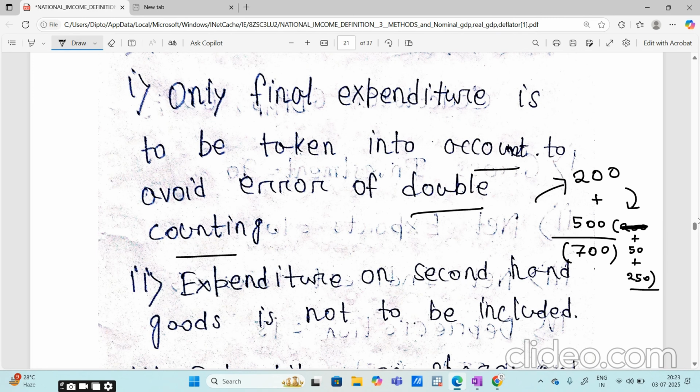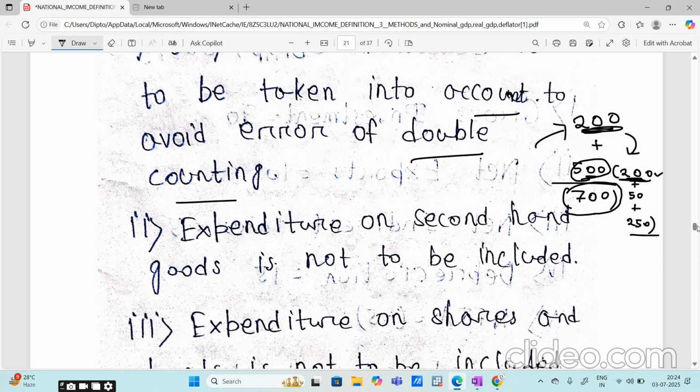Why? Because I am counting the valuation of leather twice. How? The value of leather is already counted here once. Again, within the price of the bag, that is 500 rupees, this value of leather, 200 rupees, is again counted. So in this way the problem of double counting arises. So we have to take care of that.